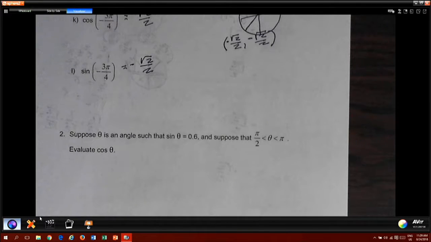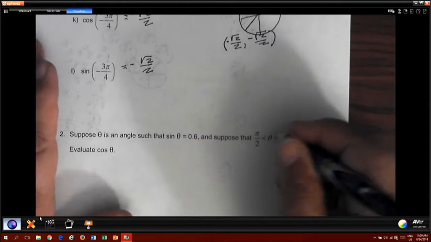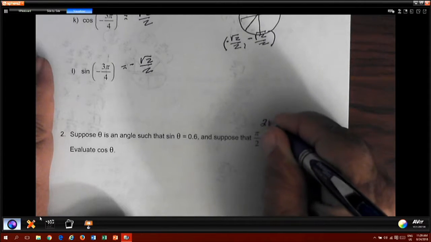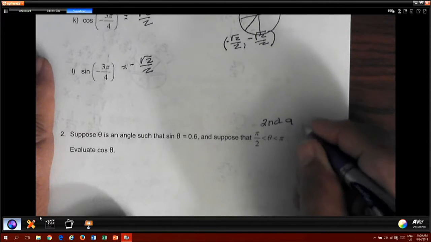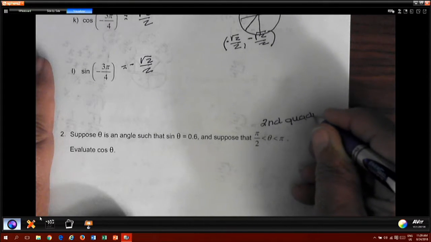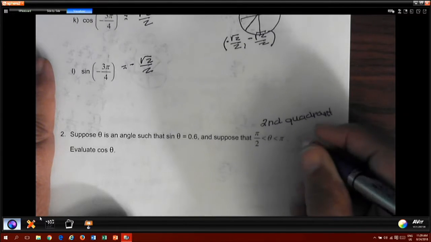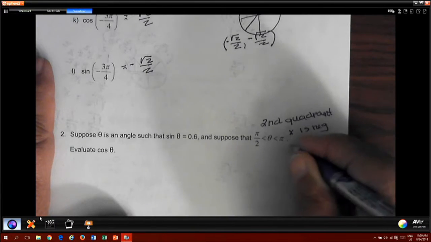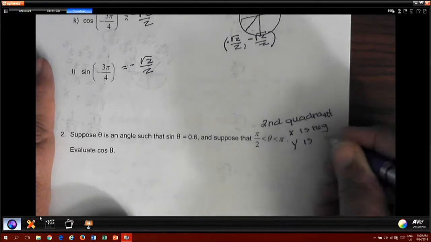Suppose theta is an angle such that sine of theta is 0.6. And suppose that pi over 2 is less than theta is less than pi. We want to find the cosine of theta. Now, if it's between pi over 2 and pi, that means we're in the second quadrant where x is negative and y is positive.